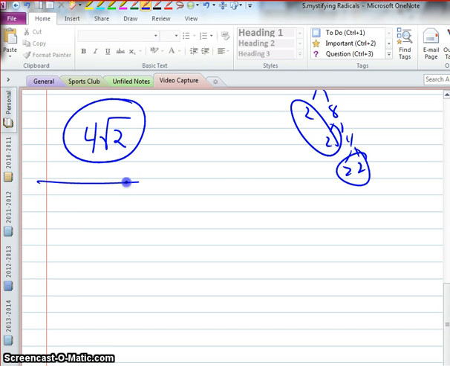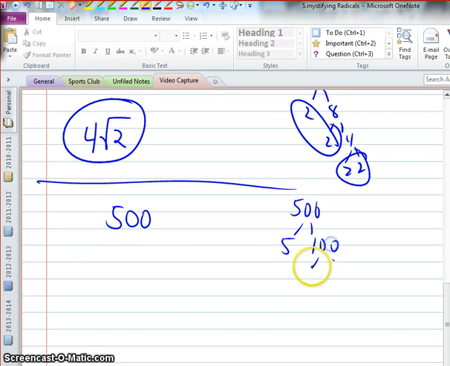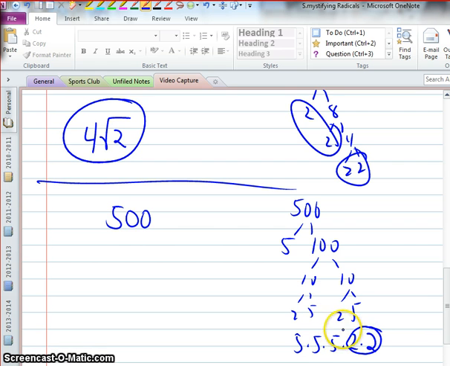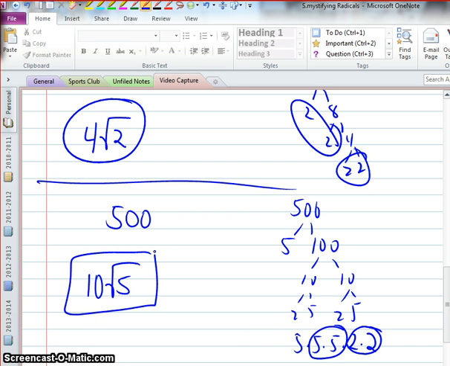We can use larger numbers. Take 500. To prime factor 500, it's 5 times 100, which is 10 times 10, which is 2 times 5. So I've got 5 times 5 times 5 times 2 times 2. A pair of 2's and a pair of 5's. 2 times 5 is 10, but the single guy has to stay inside. Sometimes I call this the radical hotel, and the singles have to stay in.